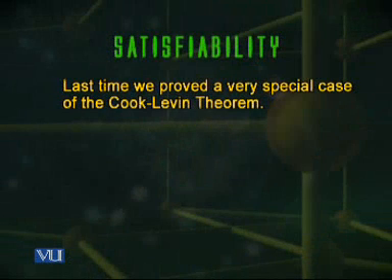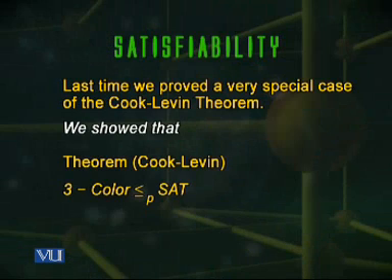Now, last time we proved a very special case of the Cook-Levin theorem. We showed that three-color is polynomial time reducible to SAT. Well, if we had already proved the Cook-Levin theorem, to see this particular instance, all we'd have to do is observe that 3-color is in NP, and since every language in NP is polynomial time reducible to SAT, therefore 3-color is also polynomial time reducible to SAT.